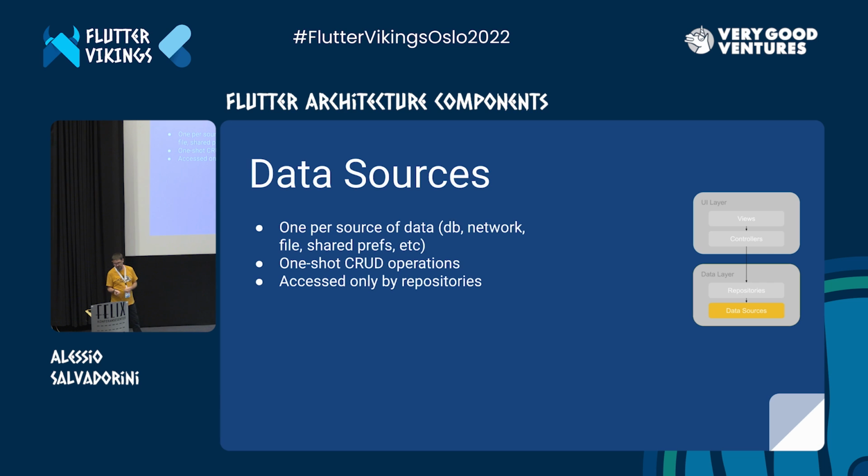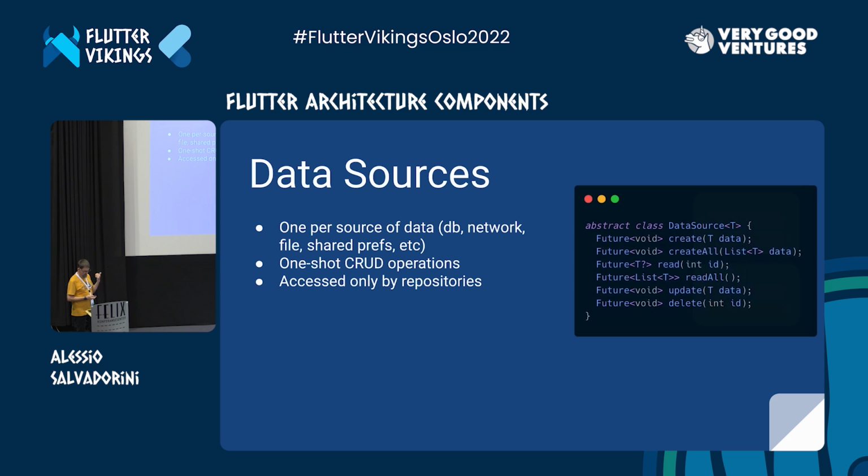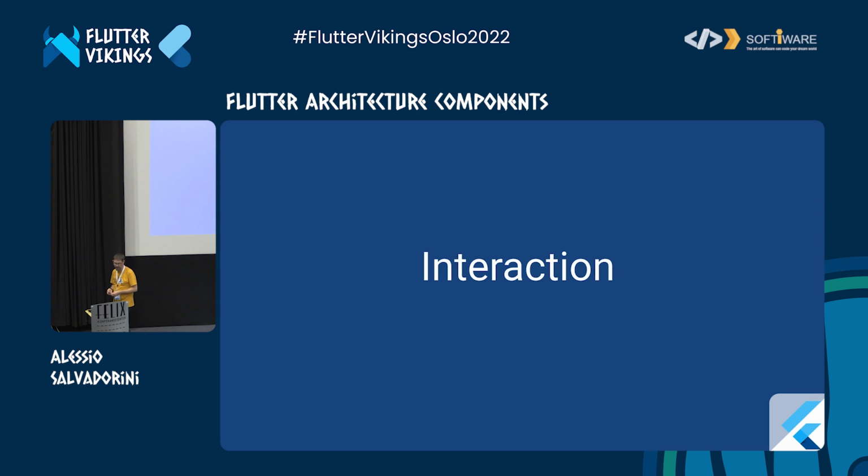Then data sources are very, I guess, easy classes. So they basically can be database or network. Usually, by default, a repository will always have a local data source and a remote data source, at least. And then they expose the one-shot CRUD operations, like the repositories. And it's important that no one else in your application accesses the data sources but your repositories. So all the communication that manipulates your data goes through the repositories.